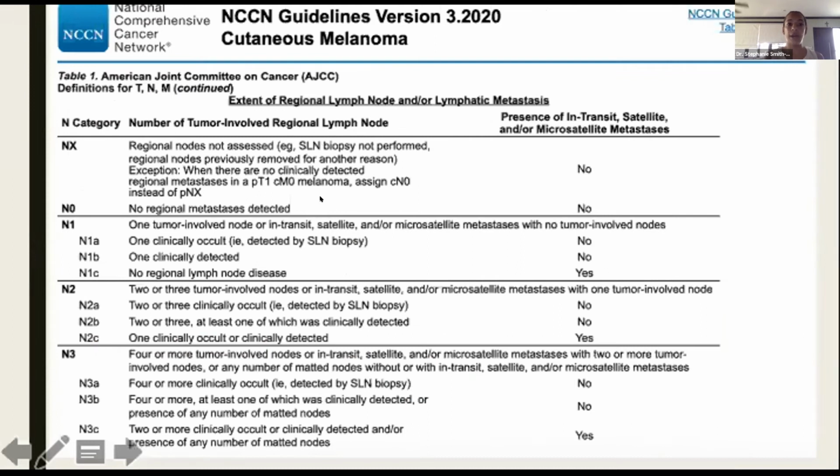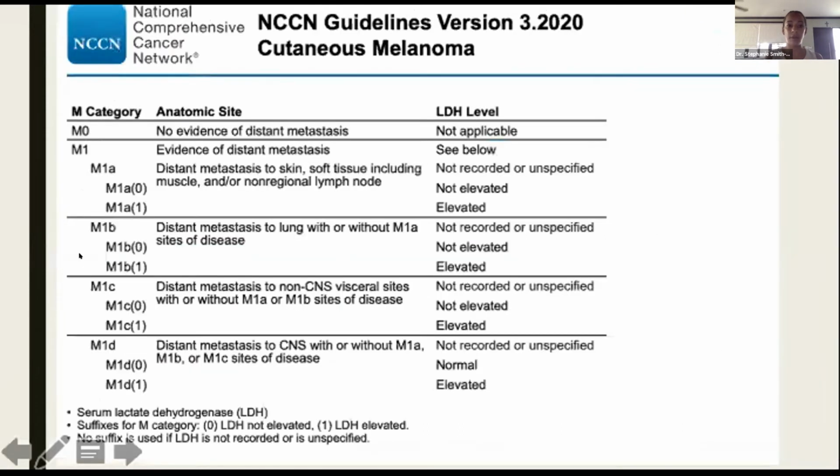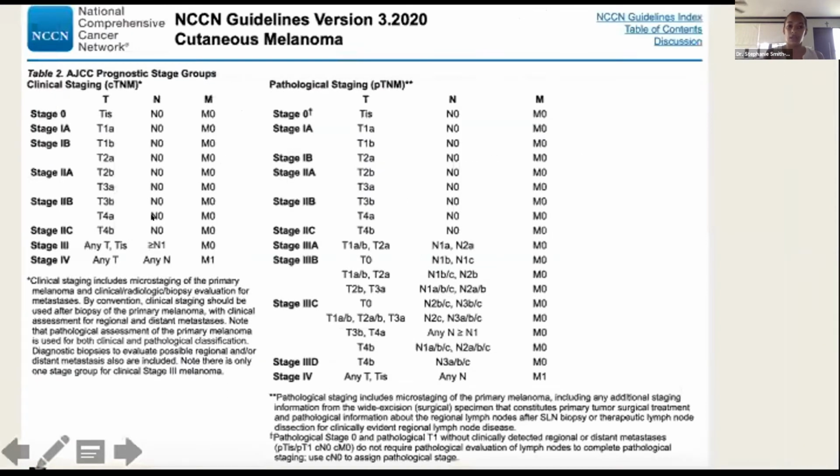We then go on to our N classification, which is the lymph node status. And we had mentioned that he did have inguinal lymphadenopathy. So he did have clinically detected nodes, at least one, which puts him at N1B. And at the time when we saw him, he did not have any evidence of distant metastases, so he would be M0. Overall, taking this into consideration, this patient is a stage 3 at diagnosis.